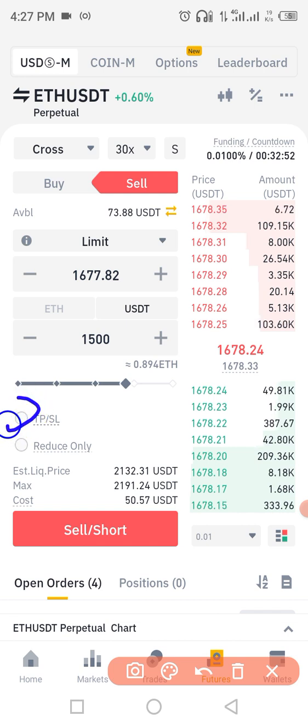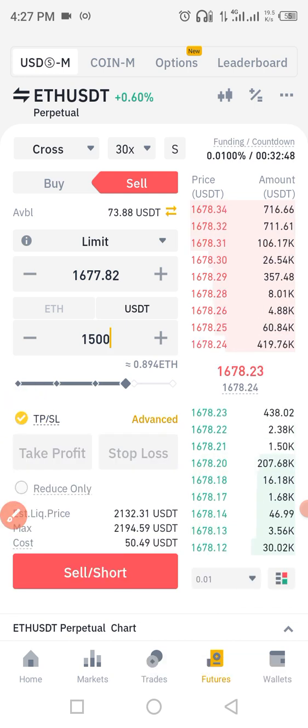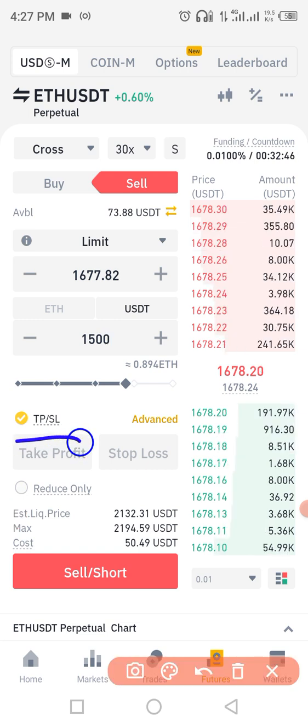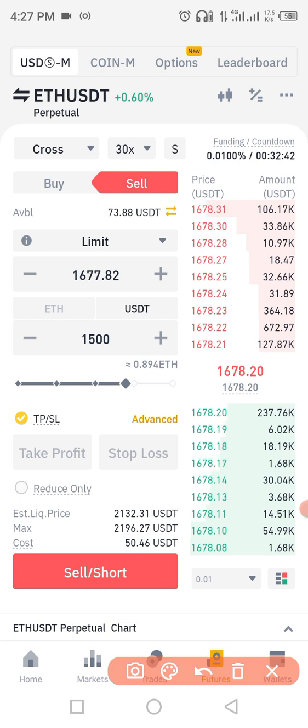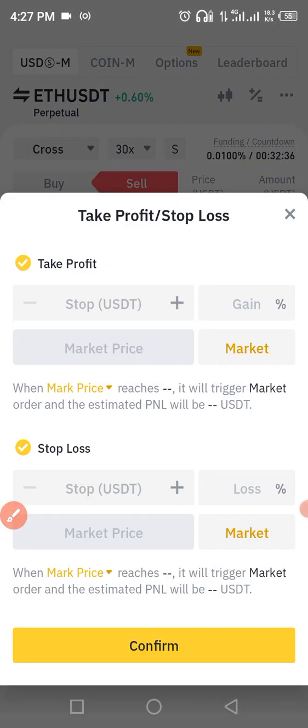Okay, of course you can see this particular region here. Look at this, there's what we call TP or SL. So once you toggle it on, you're going to see a portion to put your take profit and your stop loss. Okay, but then you can actually go for advanced. Let's say you want to go for the advanced, just click on this advanced. Let me show you something about the advanced. Once you click on the advanced, you can see where it's going to take you. You see the same thing. You're just going to see where you're going to put your take profit. Just put your take profit here.